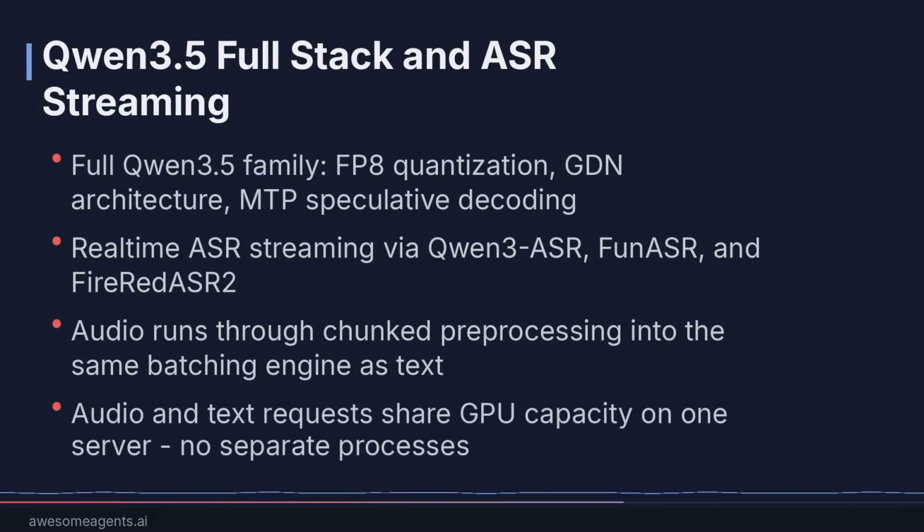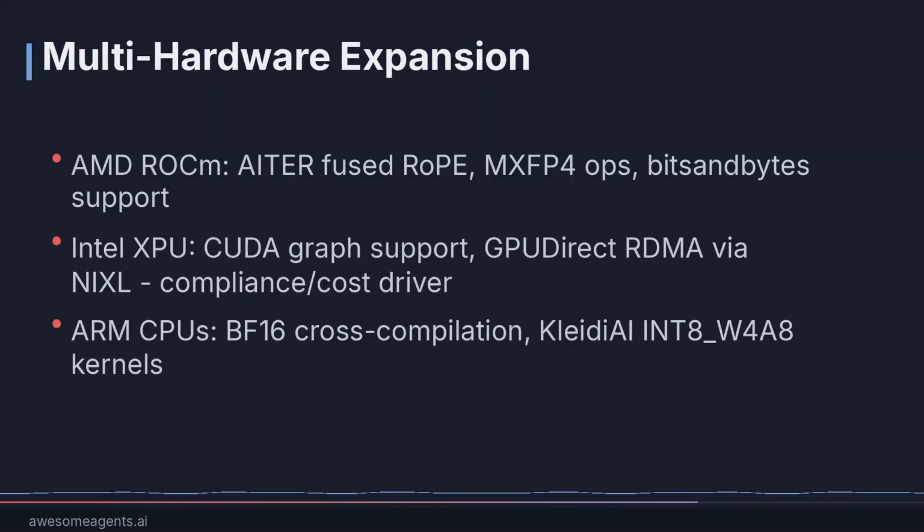There's also new model support in this release, Qwen 3.5 in particular. Full stack support for the Qwen 3.5 family, including FP8 quantization, and something new which is real-time audio streaming for speech recognition. The ASR path runs audio through chunked preprocessing and then into the same batching engine as text. So you can handle audio and text requests on the same server? Same server, same GPU capacity, without running separate processes for each. That's actually a meaningful operational simplification if you're building a product that handles both.